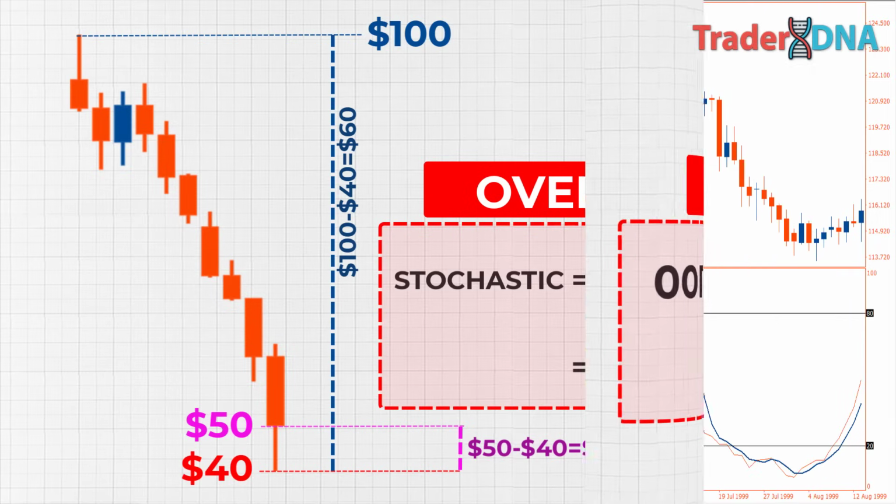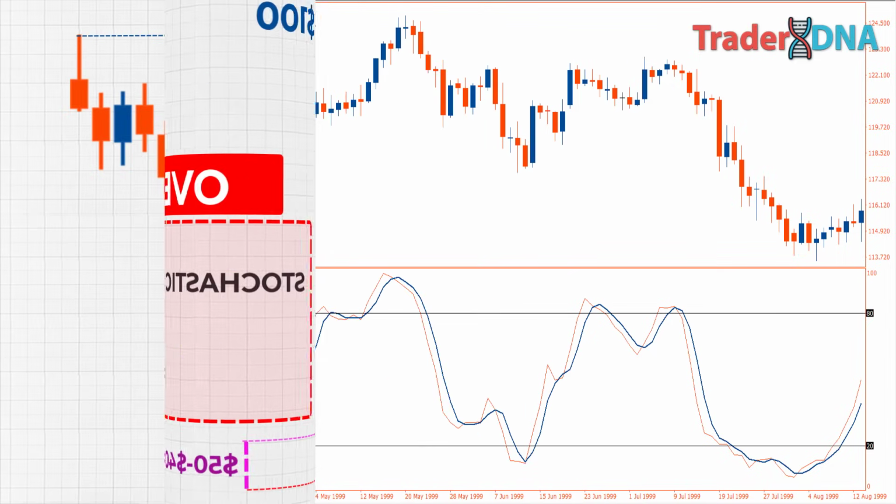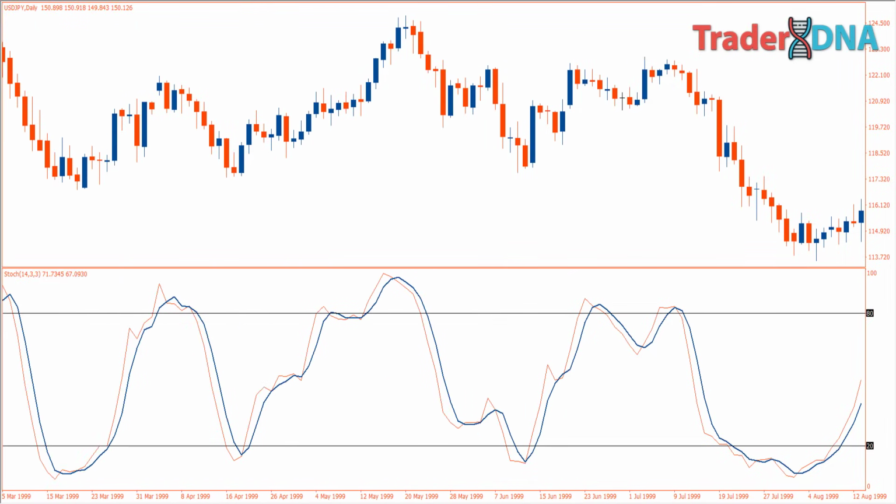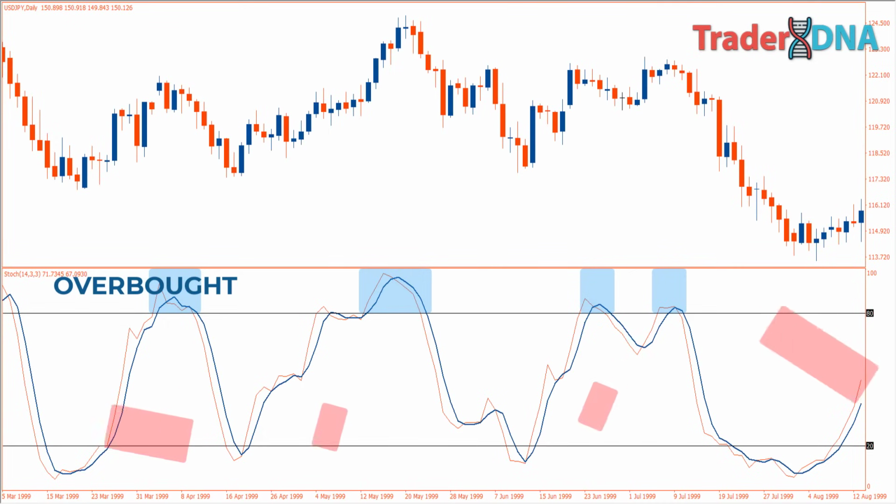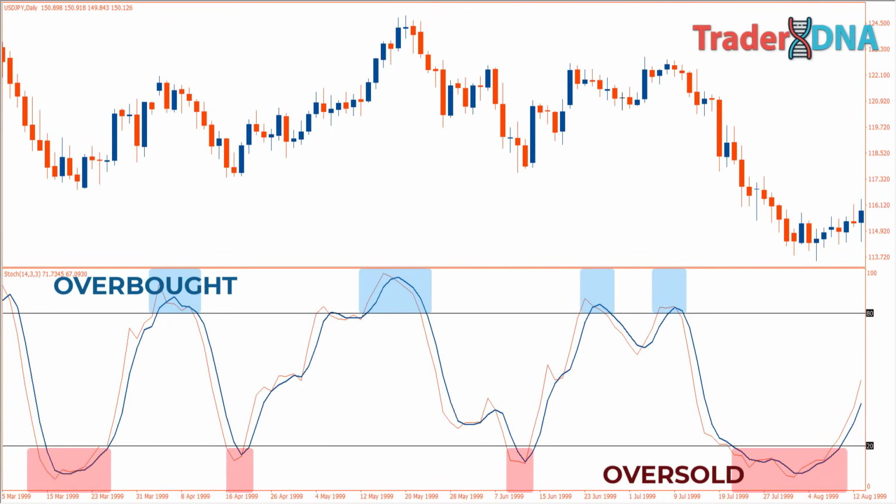This is the price trend on D1 timeframe. I've added a stochastic indicator with a 14-day period. The overbought zone is marked with the blue rectangle, while the oversold area is highlighted in red. These zones are delineated by the levels of 20% and 80%.